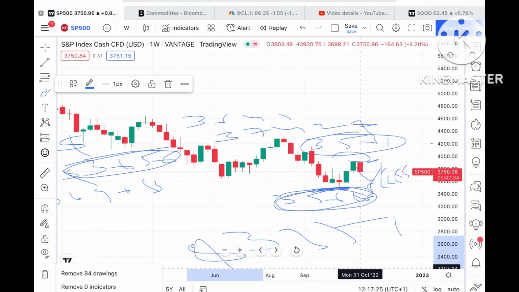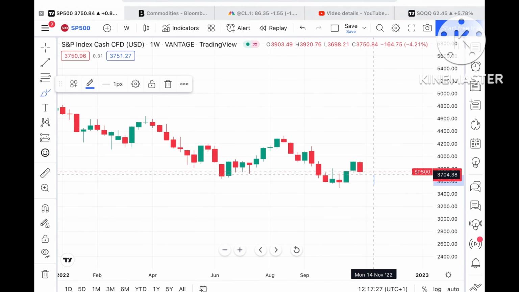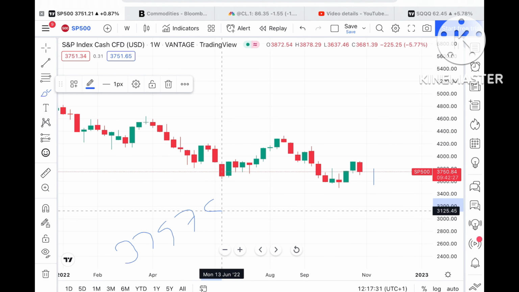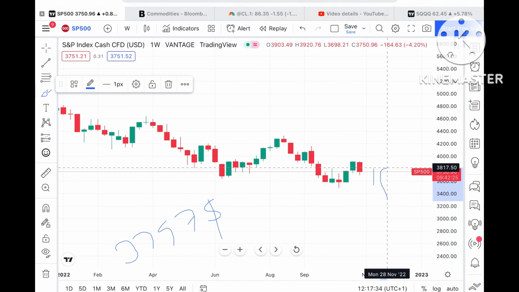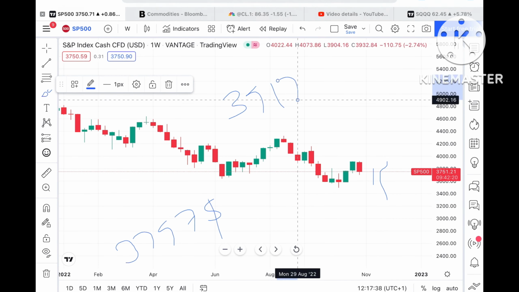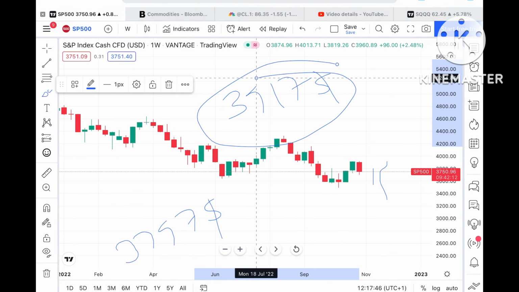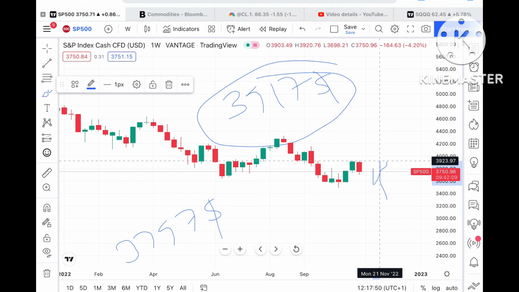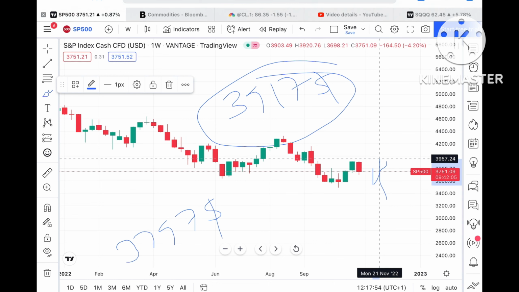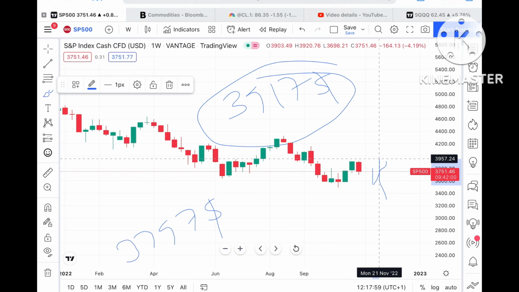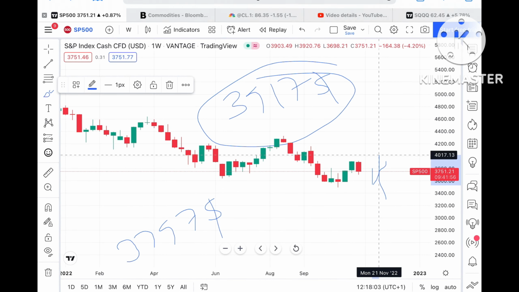Suppose the price sustains this particular level. Then chances are very high it can go towards its resistance of $3,797, and if the price sustains above that level, there is a high probability of going towards a level of 3,917. 3,917 is a weak resistance, so there are high chances that it can cross this level and touch a level of $3,957.